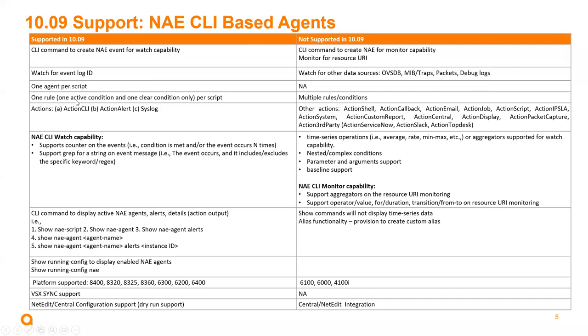One rule. That means you can create a condition and also you can clear a condition. As you saw in the interface example, you can set a condition and you can clear a condition. That is also allowed in one agent. Action wise, we have an action CLI, as you saw, show events, show version. Those are all supported as part of 10.09. And also action alerts. Action alerts are major, minor, critical, normal. These are all supported, and you can also write to the syslog.